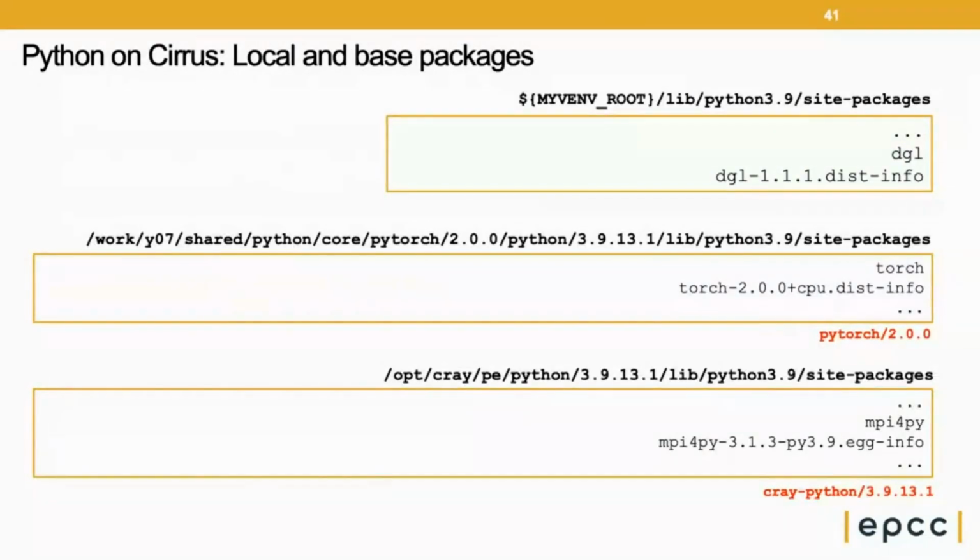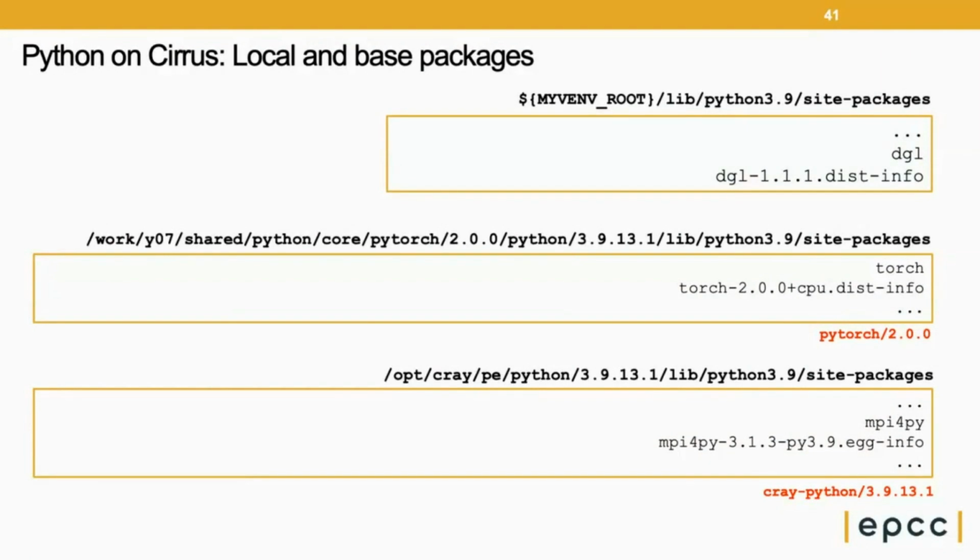And again, if you're extending from one of the machine learning modules installed in ARCHER2, this is the kind of setup you would have. You'd basically have an environment that would bring together packages from 3 separate areas. Starting from the bottom, you would have the base Python module, this Cray Python 3.9.13.1. So you have your modules there, your packages there, such as mpi4py.